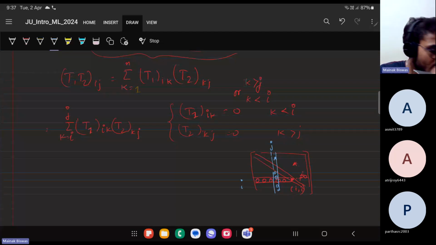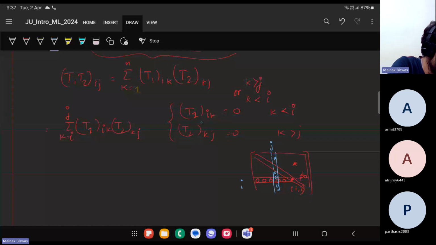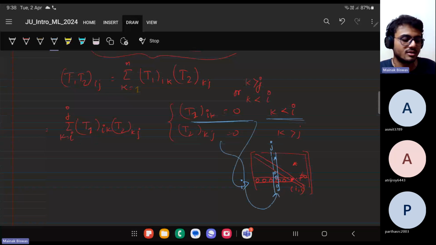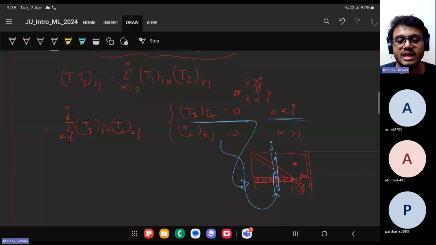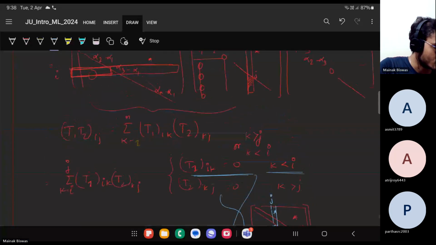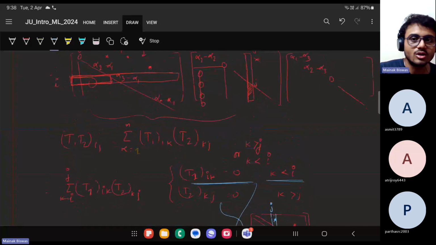Yes. Now that's what I wrote. So what did I write? I wrote T1 ik for k less than i. So this is this case, and this is this case, right? Understood. Yes. So all those terms go to zero. Only between i and j will there be any other term. So for your matrices, which are 1, 2.